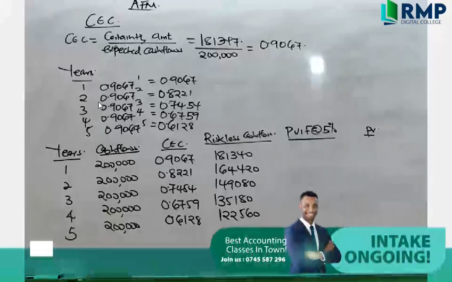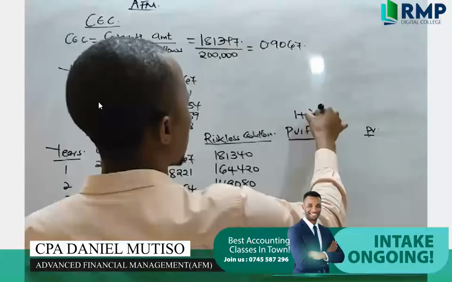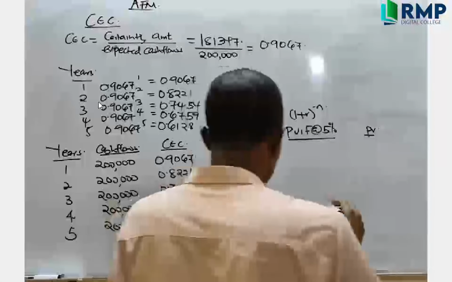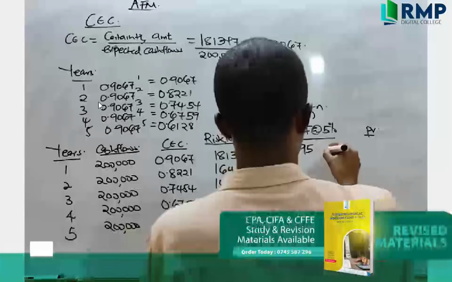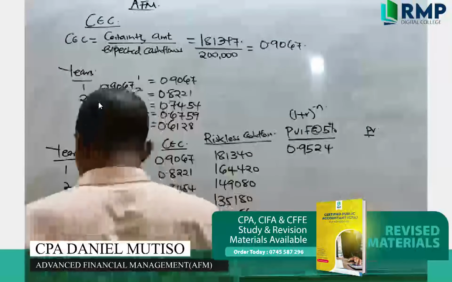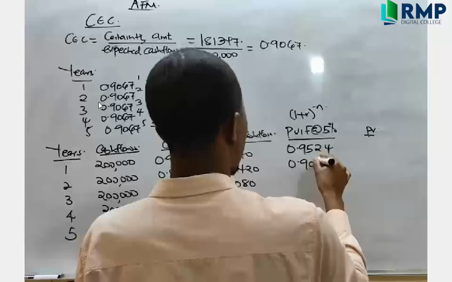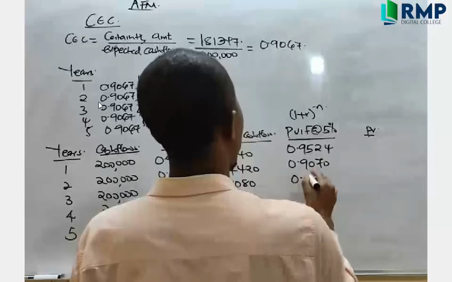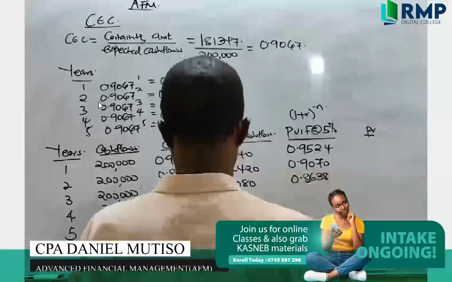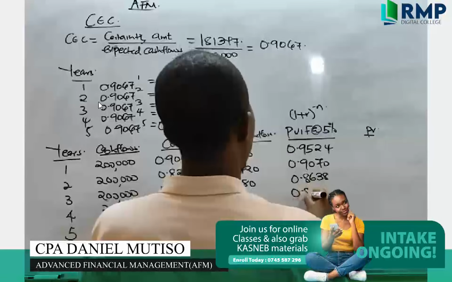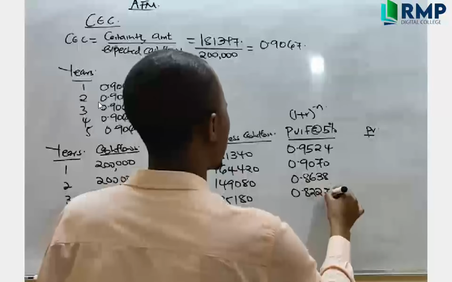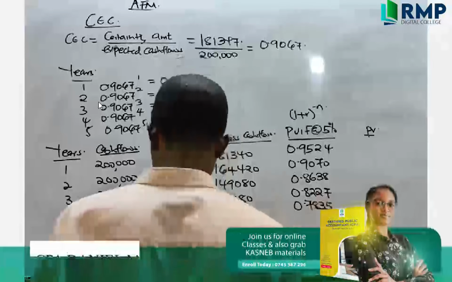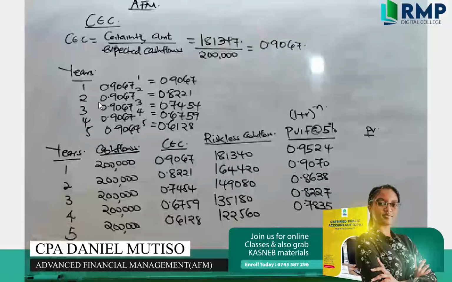So in this case, for the first one we use the formula 1 plus r raised to negative n. So the first one will be 1.05 raised to negative 1, getting 0.9524. We have the second one, getting 0.9070. The next one is 0.8638. The other one, year 4, getting 0.8227. The last one, year 5, is 0.7835. Multiply with your riskless cash flows.